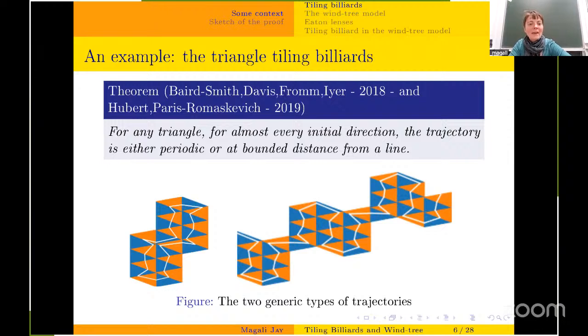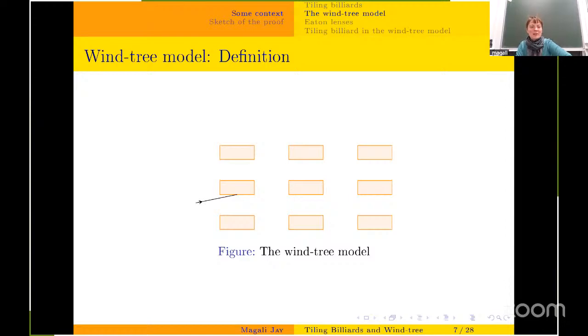Now I want to tell you a bit about the wind tree model. Elise already talked about it. It was introduced to study gas by Paul and Tatyana Ehrenfest. We have a small particle bouncing against big obstacles, which are here rectangles. It is reflected when it bounces. And again, we want to understand the trajectories.